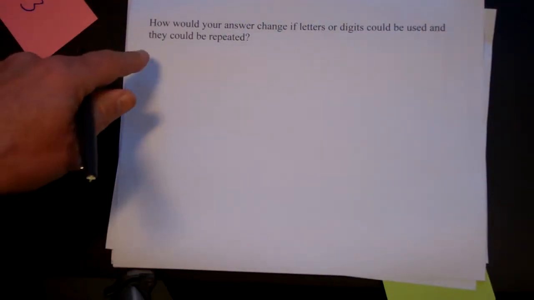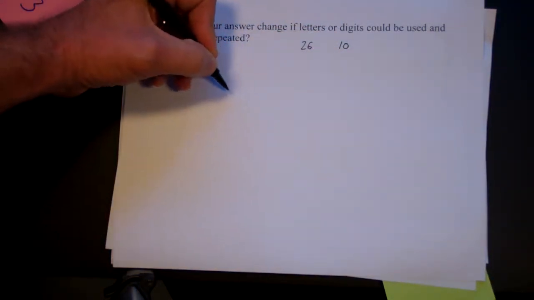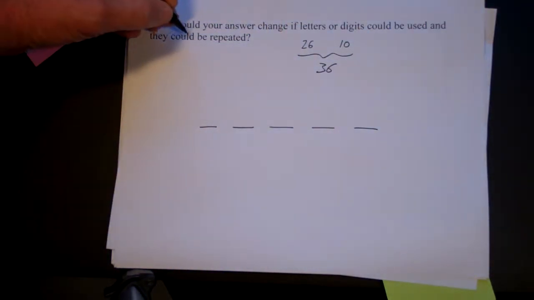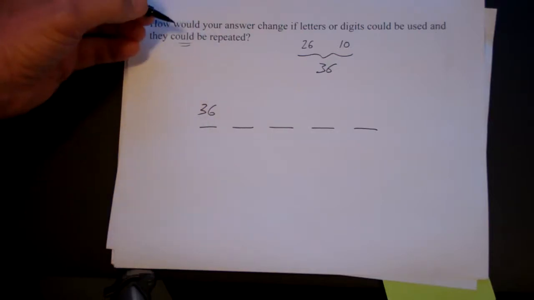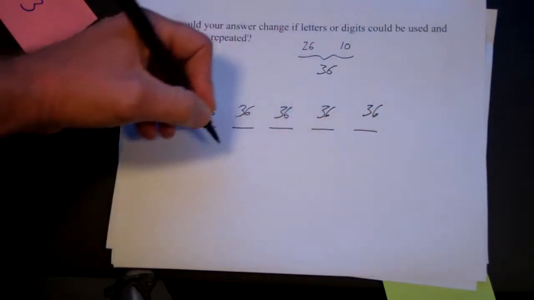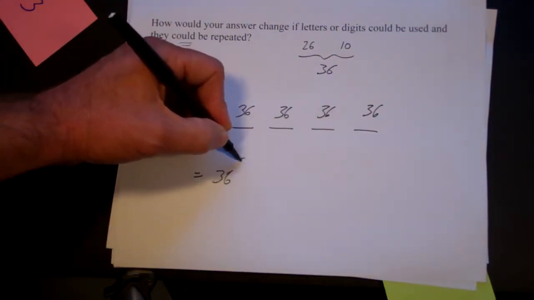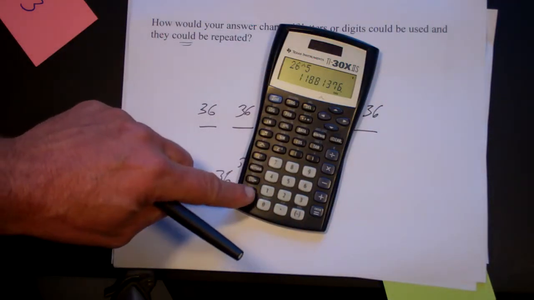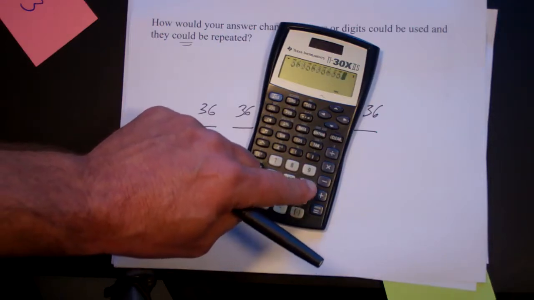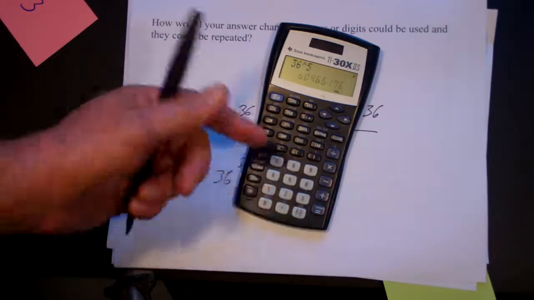In the last example, you're asked how your answer would change if letters or digits could be used. Well, the key here is there are 26 letters and 10 digits. So there are 36 total possibilities for each space, 1, 2, 3, 4, 5. And they can be repeated. So there are 36 possible for the first, then 36 for the second, 36 for the third, 36 for the fourth, 36 for the fifth. So you simply go 36 times 36 times 36, a total of 5 times, or you can go 36 raised to the fifth. You get about 60 million. You get the same answer either way.